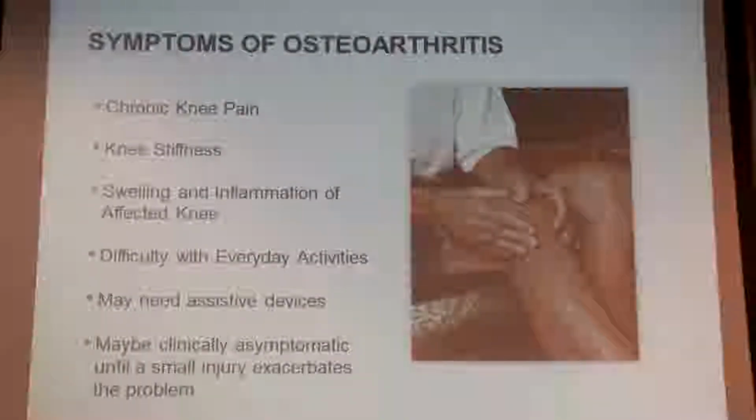So, symptoms of osteoarthritis. This is just pretty basic. Typically it's chronic knee pain. You can see some knee stiffness, swelling, inflammation of the affected knee, difficulty with everyday activities. May need assistive devices, canes, walkers, wheelchairs, all of those things. And I'll tell you what I see a lot clinically: it may be asymptomatic until there's a small injury that makes the problem worse. It can be clinically silent for quite a while.